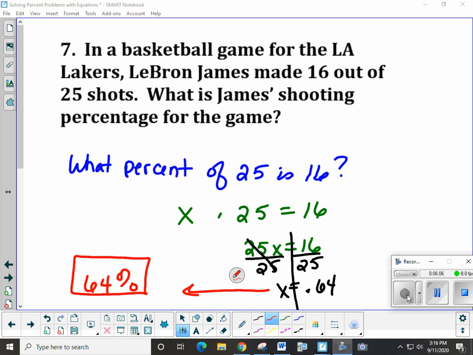All right, so what percent of 25 is 16? X times 25 equals 16. Divide both sides by 25. We get x equals 0.64, but it's asking for a percent. So I have to convert that decimal back to a percent, and I get an answer of 64%.